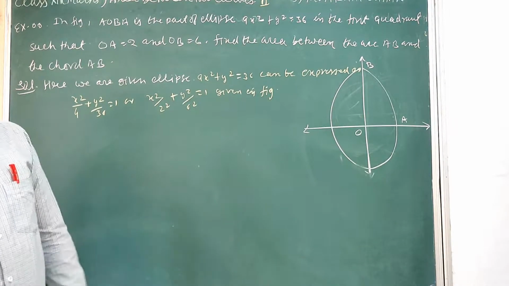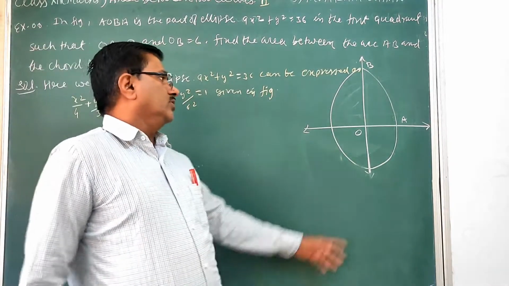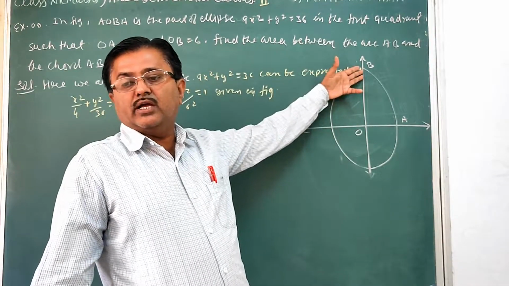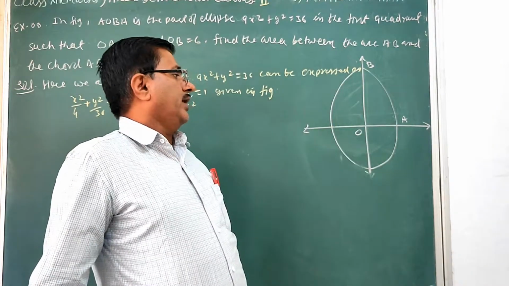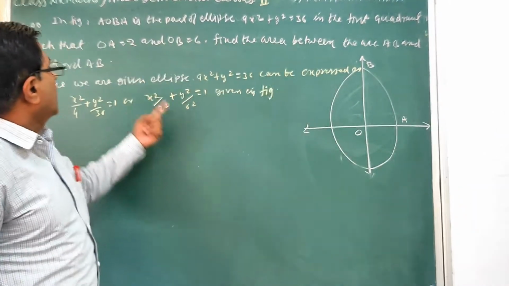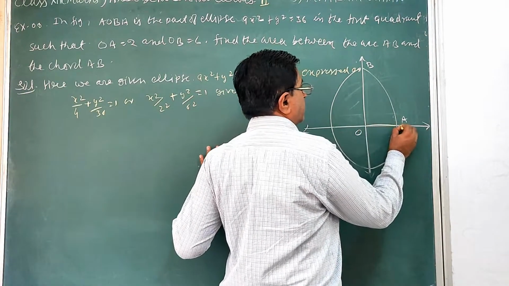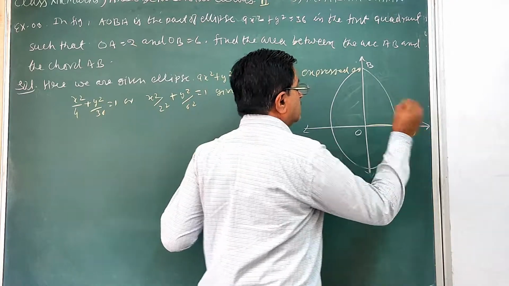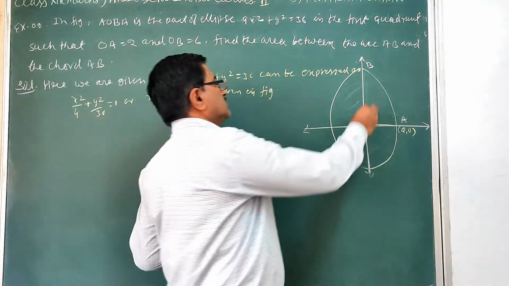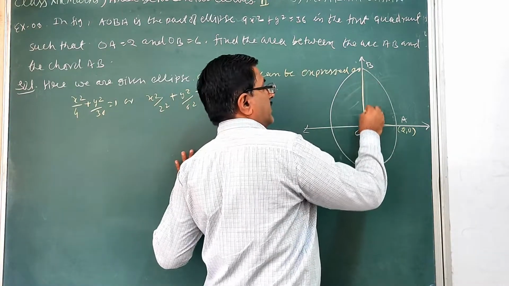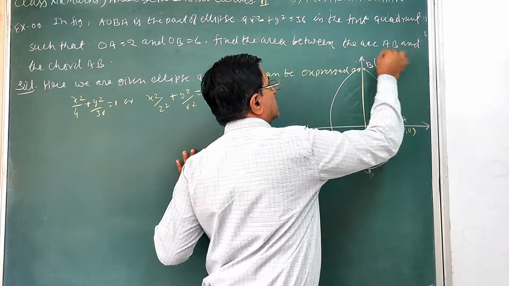Same as in the given figure, this is the second type of ellipse. We know that in the second type of ellipse the major axis is along the y-axis and the minor axis is along the x-axis. Also we are given OA equal to 2 units, so the coordinate of A is (2, 0), and OB equal to 6, so the coordinate of B is (0, 6).